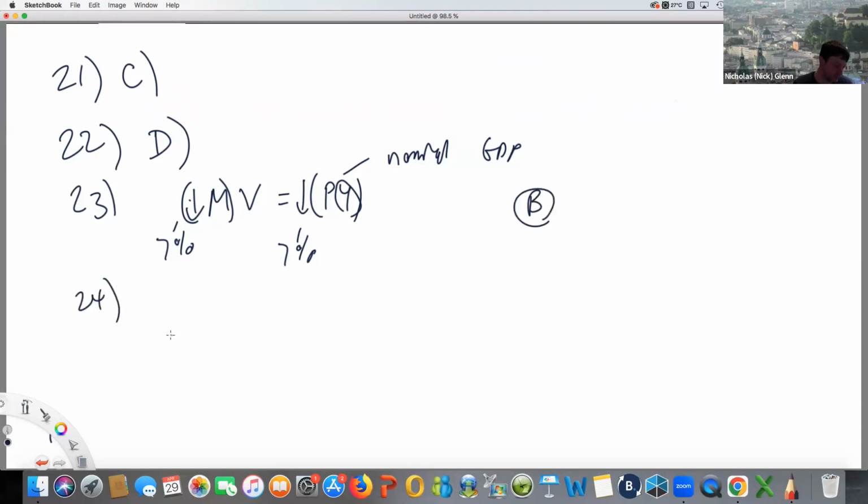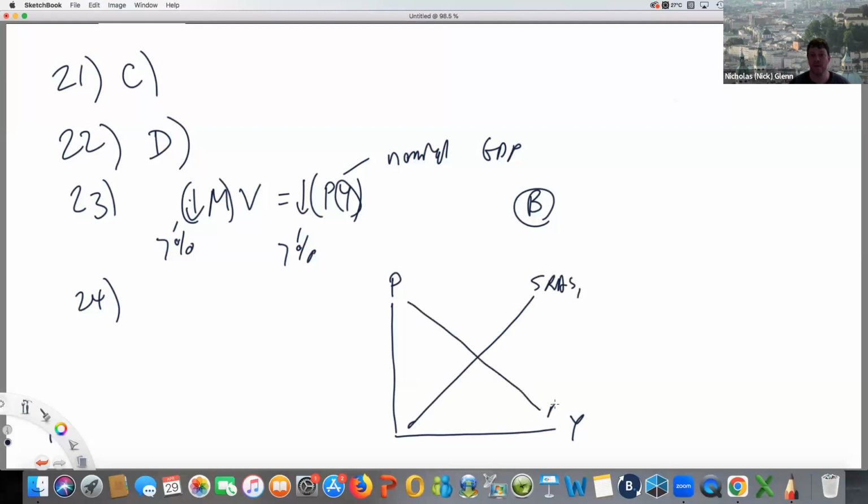24. Suppose the economy is in long-run equilibrium. If the government decreases expenditures, eventually the decrease in aggregate demand causes price expectations to what? All right, so let's draw this out. There's a price level. Here's our income in the economy. Here's our short-run aggregate supply we're starting off with. Here's our aggregate demand we're starting off with. And there's our long-run aggregate supply.